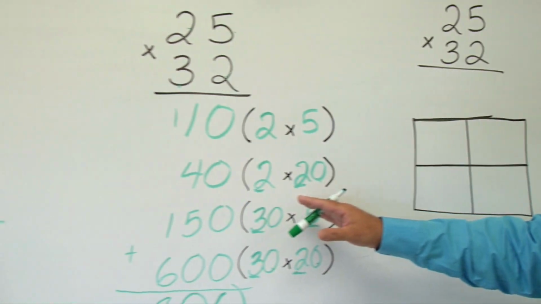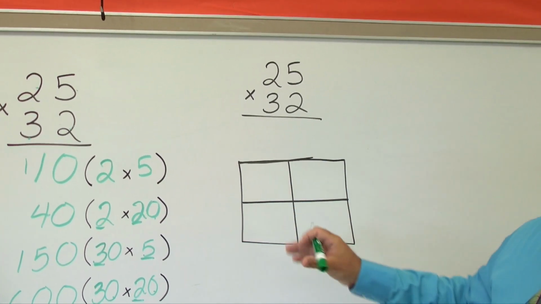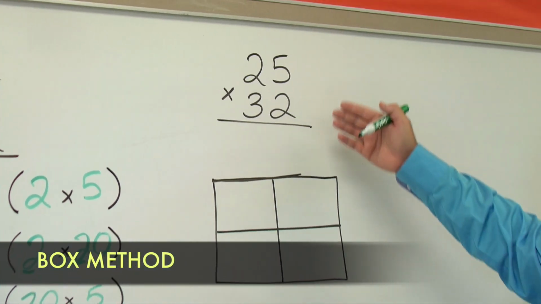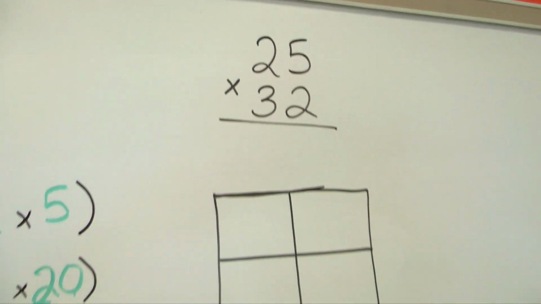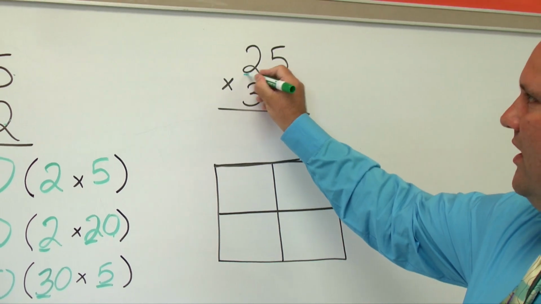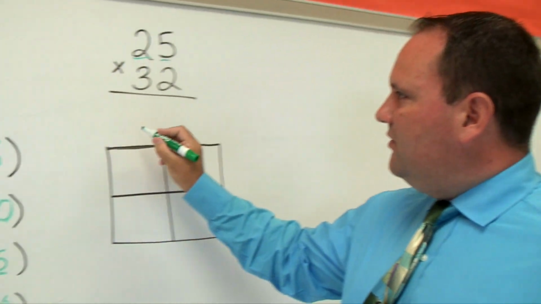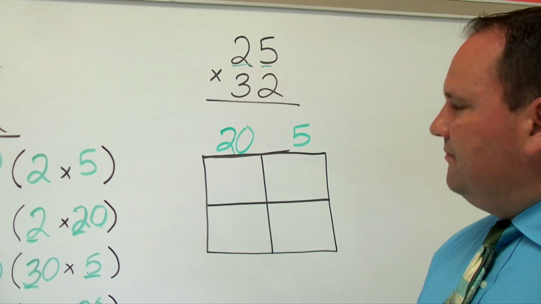I'm going to take a hybrid of what I did in the second problem and a little bit of what I did in the first problem and combine it into what I call the box way. As you can see, I have the same problem. I'm simply going to break up the problem and put it in the box. And here's what I mean by that. 25. I'm going to break up 25 into its place values of 20 and 5.